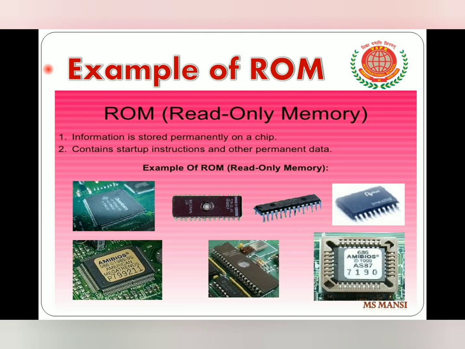What are the examples of ROM? Information is stored permanently on a chip. It contains startup instructions and other permanent data. Examples of ROM are like this.